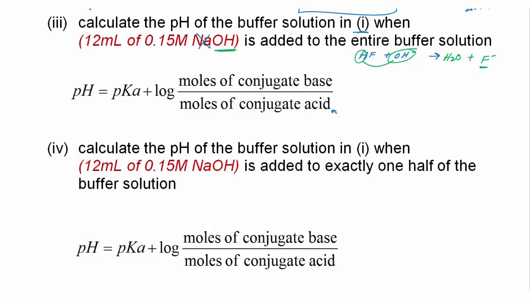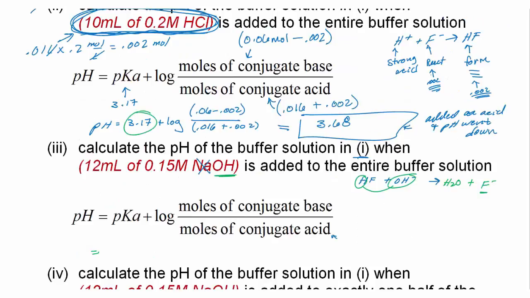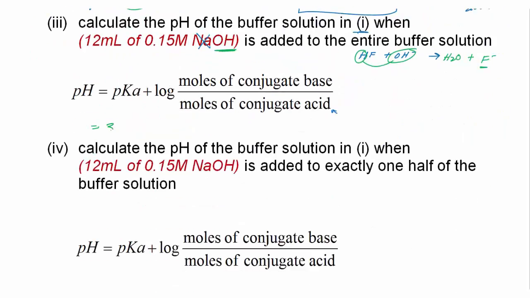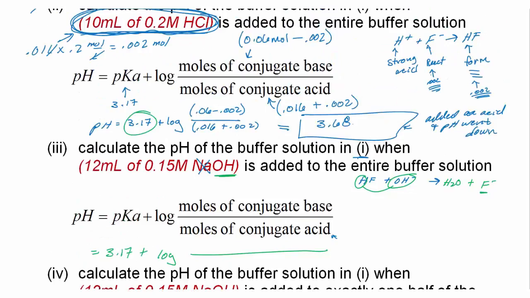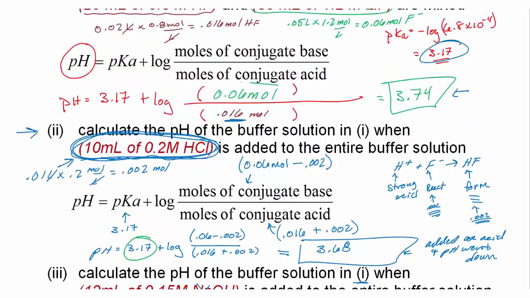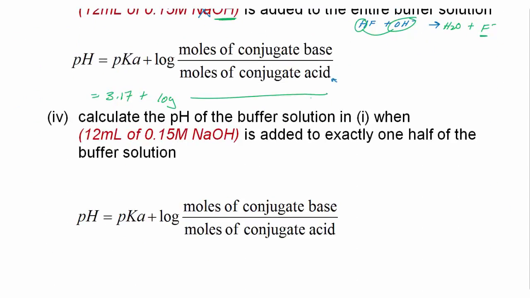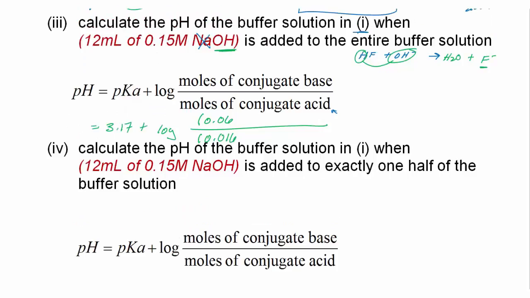So, same story. My pH is going to equal pKa, which we said is 3.17, plus the log. Now my moles of conjugate base, moles of conjugate acid, what were they originally? Before they were 0.06 and 0.016. Those are the original numbers. Okay, now I'm adding a base.